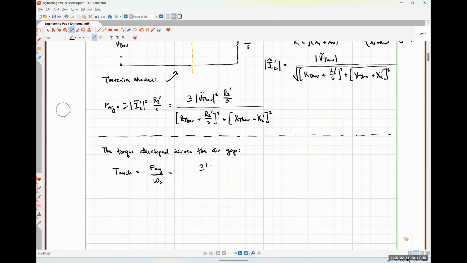So that would look like 3 times the magnitude of the Thevenin voltage, quantity squared, times R2 prime over S, divided by omega s times that quantity R Thev plus R2 prime over S, squared, plus quantity X Thev plus X2 prime, squared.